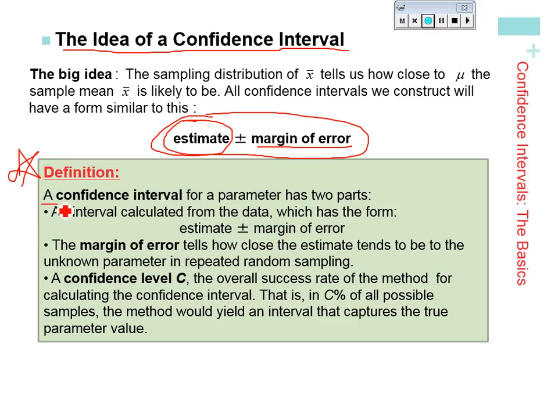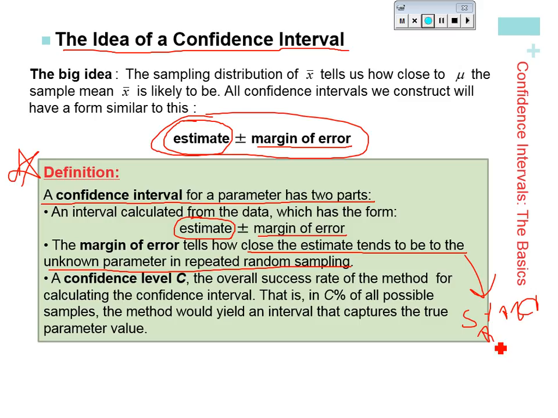A confidence interval for a parameter has two parts. It has the estimate, which is the value that you get from your sample, and then it also has the margin of error. The margin of error tells us how close the estimate tends to be to the unknown parameter in repeated random sampling. And that's usually measured with the standard deviation.